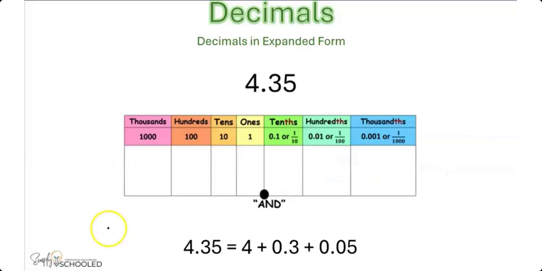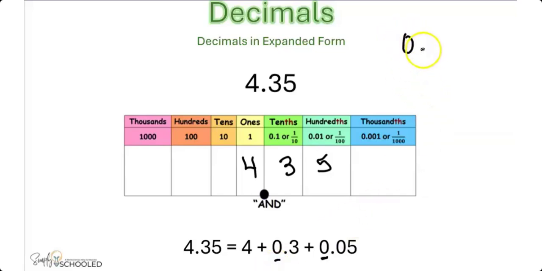Okay, so let's look at it with decimals. Decimals in expanded form. Here's the decimal 4 and 35 hundredths. We would write it in the place value chart like this. And then the expanded form would be 4 plus 3/10 plus 5 hundredths. Notice we had to put a 0 here or this would have been 5/10. You may or may not put the 0 in front of it. A lot of people like to do that, but it is not necessary.